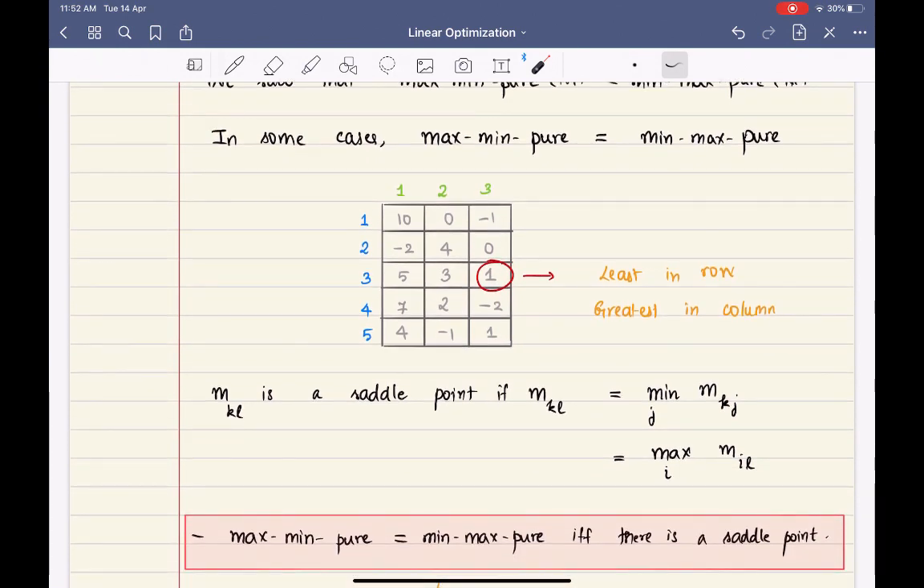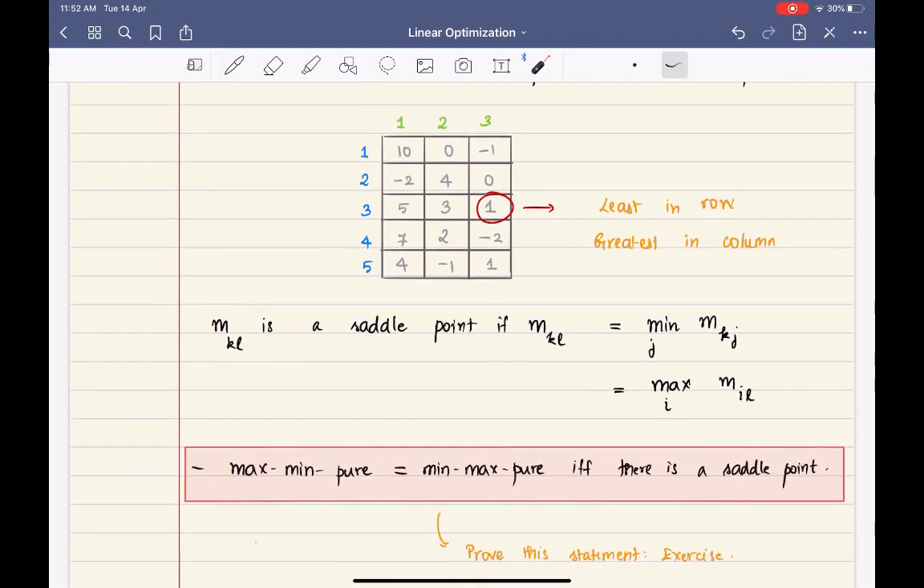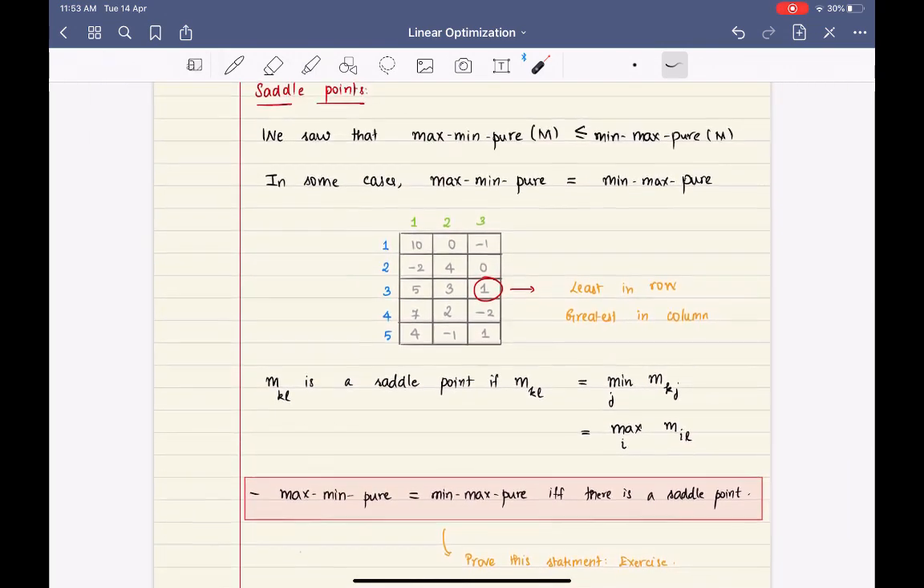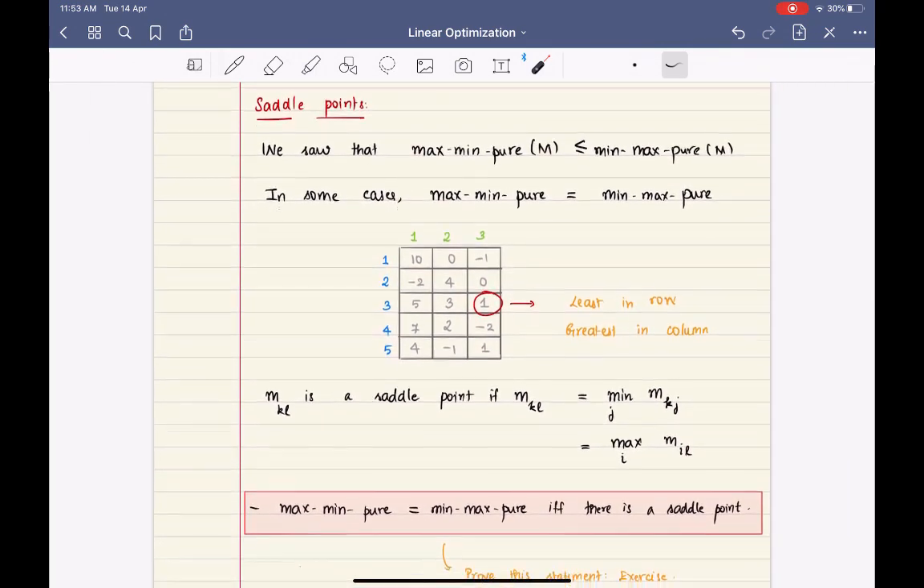Okay, now here is a statement: a game will have max min equal to min max if and only if there is a saddle point. I'll leave the proof of this statement as an exercise. You have to first start with, suppose the game has max min equals min max, then show that there is a saddle point, and then take a game where there is a saddle point and show that for that game max min will be equal to min max. So I'll leave the proof of this as an exercise.